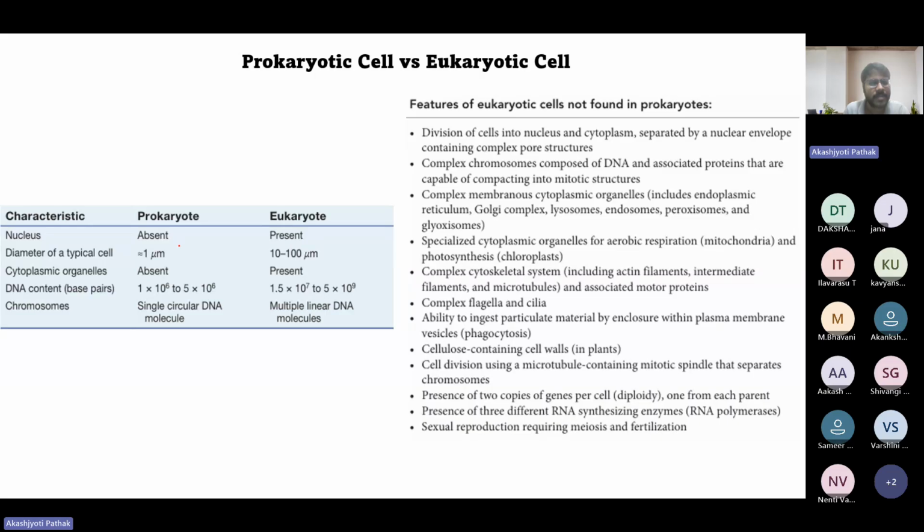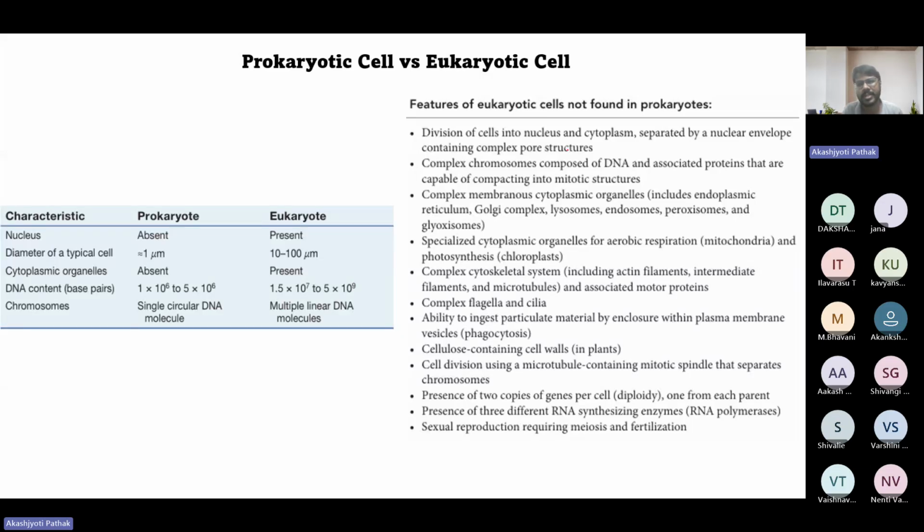The cytoplasmic organelles are absent in prokaryotic cells while they are present in eukaryotic cells. The DNA content is 1 million to 5 million base pairs in prokaryotes, while in eukaryotes it is much larger, 6.6 times 10 to the power 9 base pairs in humans. And then the chromosomes: as we just discussed, the bacterial cell has a single chromosome while multiple chromosomes are present in eukaryotes. You can read all this text. These are from the classical textbooks that we follow in our bachelor's and master's.